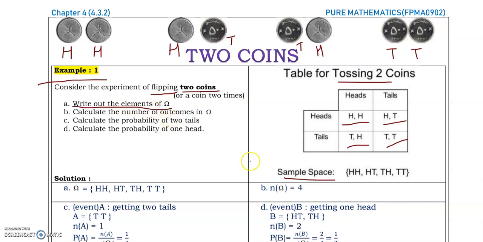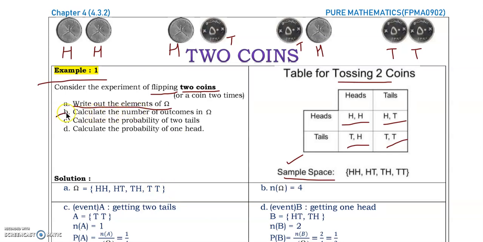Now, what is omega? Omega is nothing but the sample space. Omega is equal to all possible outcomes of this particular experiment. That is HH, HT, TH, TT. Now, what is the second question?